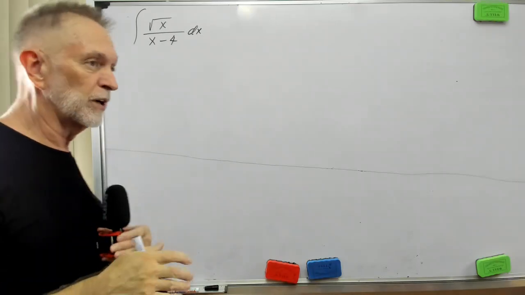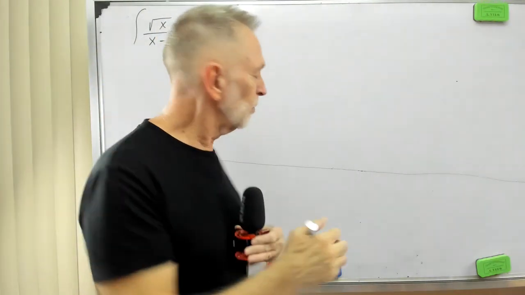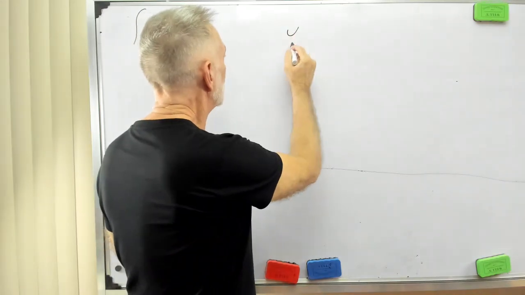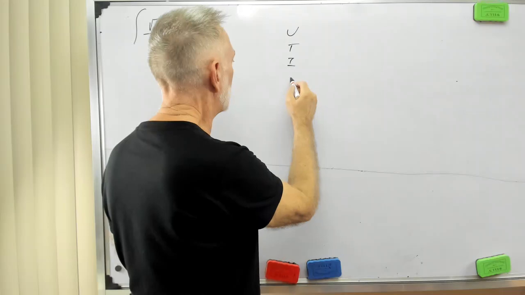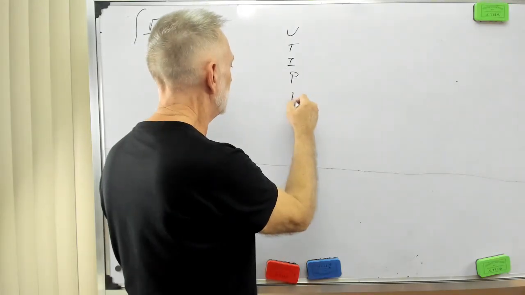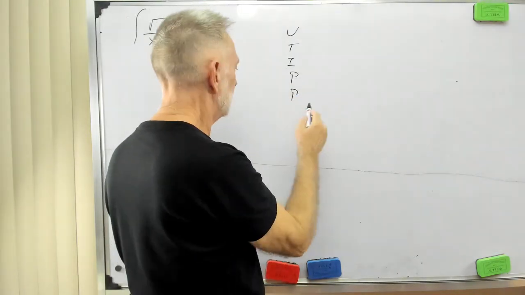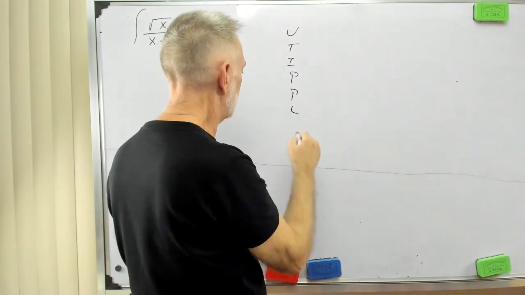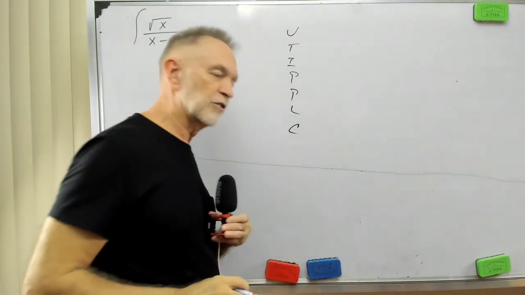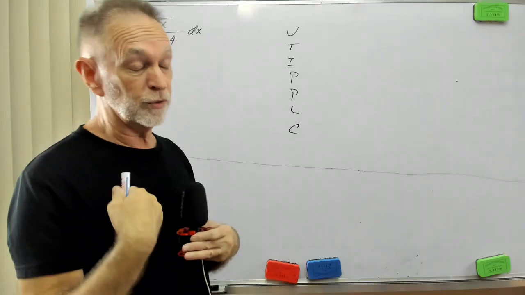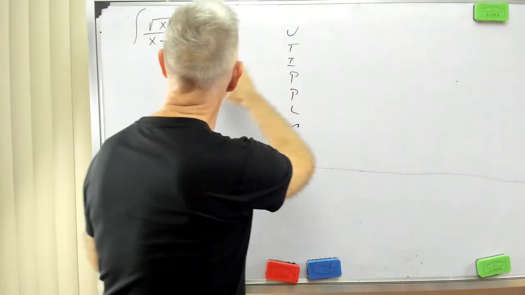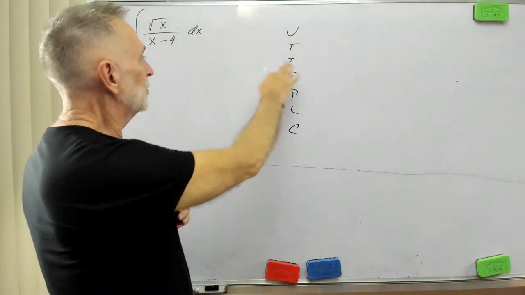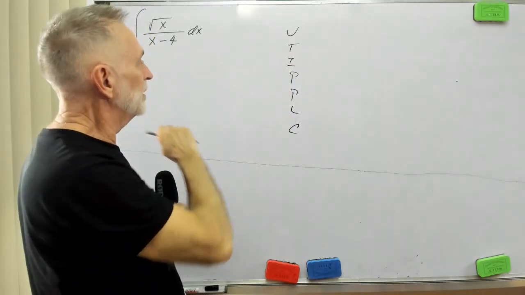What can we do here? One of our rules, well, what are our rules? We have u-substitution, trig substitution, integration by parts, partial fractions, power reduction. What else do we have? Long division and completing the square. Those are the tools that I primarily use. U-sub, I don't know, maybe later. Trig sub, no, not now.